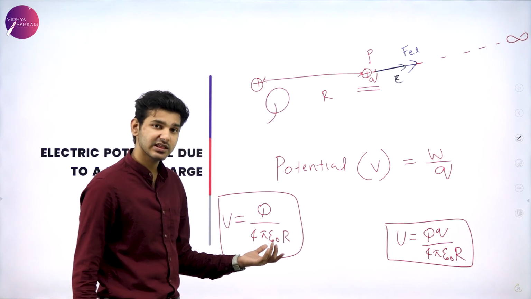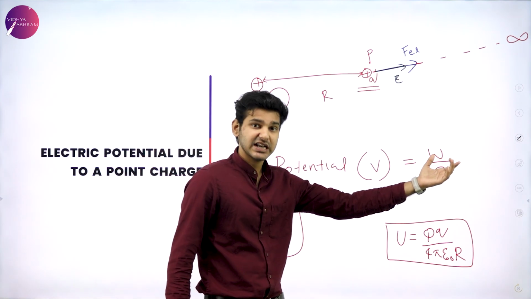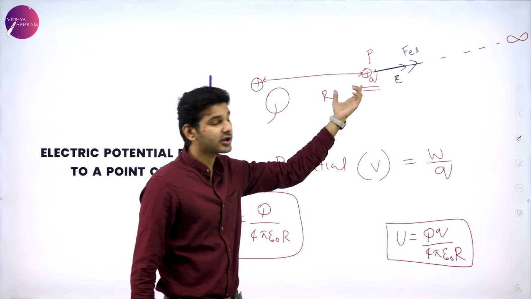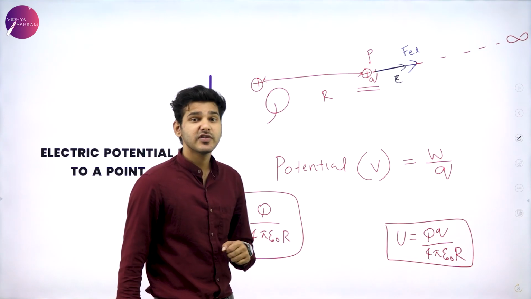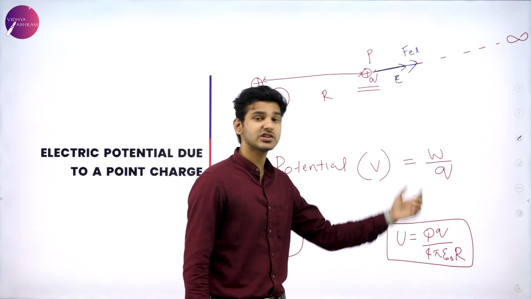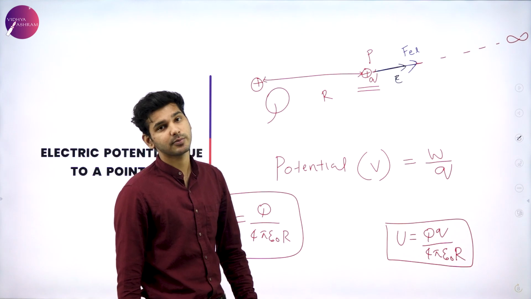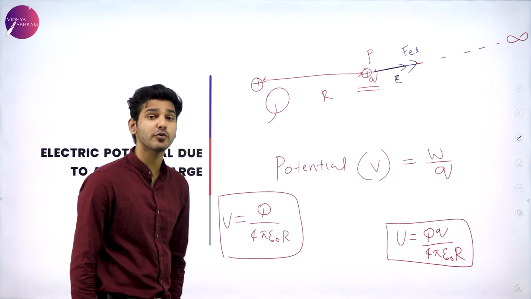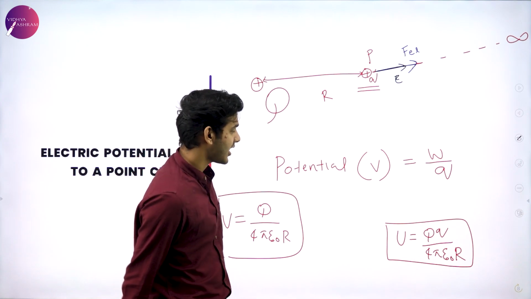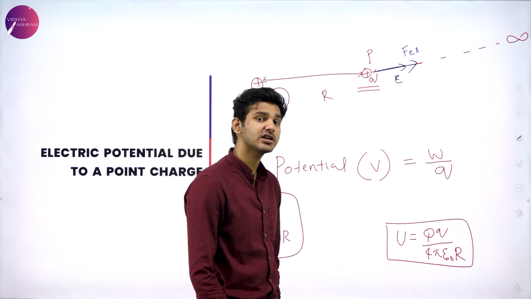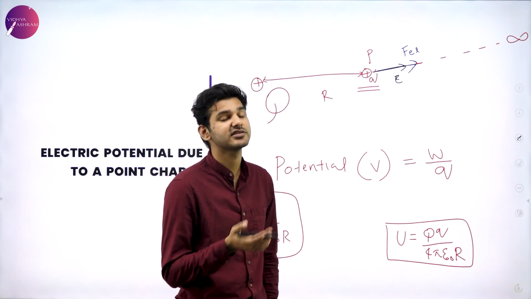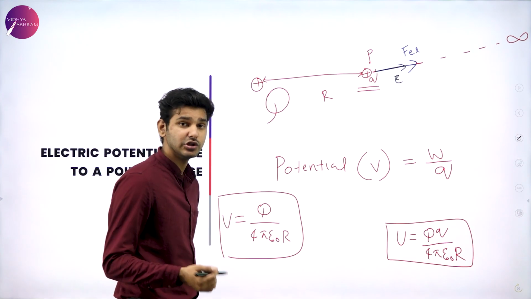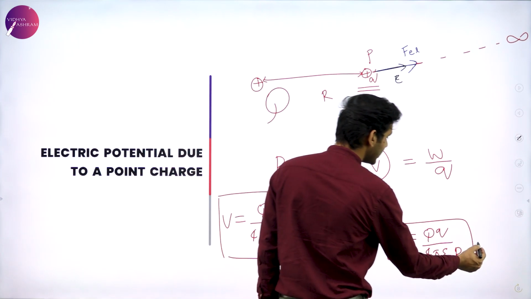So potential is nothing but the work done in bringing a unit positive charge from infinity to a particular point in space. We can say that it is the work done per unit charge from infinity to a particular point in space, and that is given by the equation V is equal to Q by 4 pi epsilon naught r. And potential energy is given by the equation Q1 Q2 divided by 4 pi epsilon naught r. And the unit for the potential energy is joules.